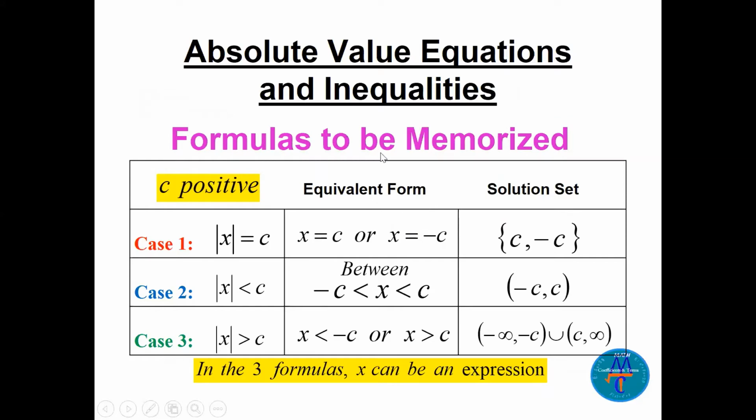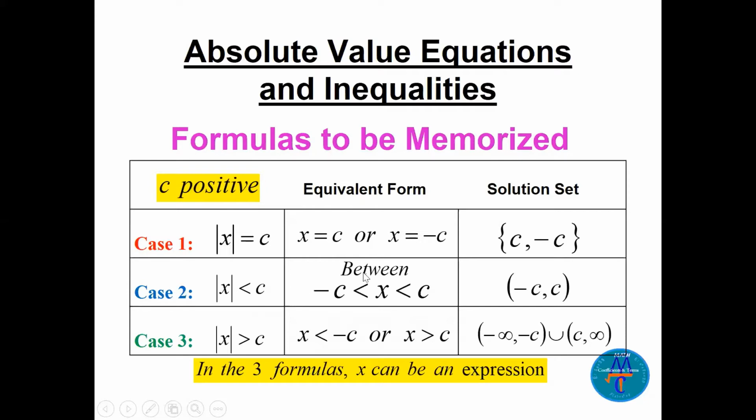Now, these are the formulas to be memorized. This is the summary of what we have said in the first few slides. Absolute value of x equal to c: x will be c, or x will be minus c. So the solution set will be two numbers. Absolute value of x less than c: x between minus c and c. Remember, c should be positive here. If it is negative or 0, we call this a special case. We will have an example later.